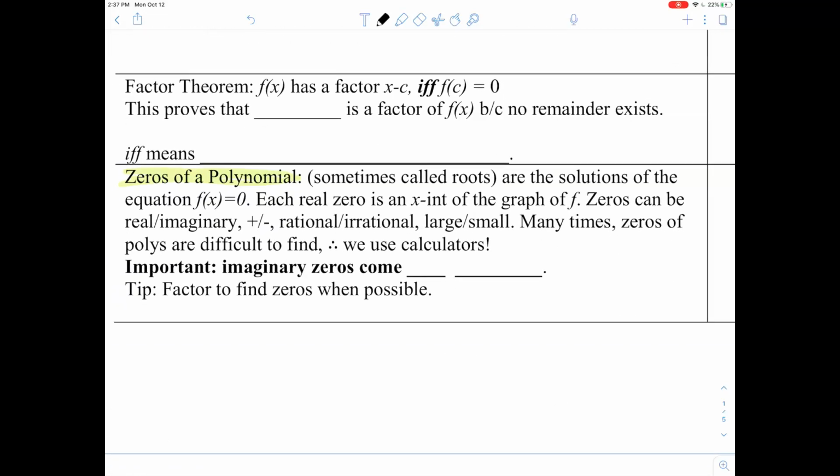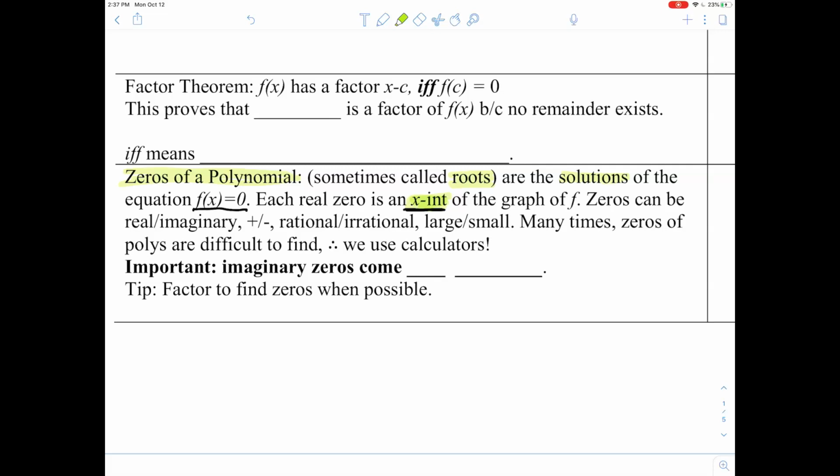Zeros, sometimes called roots, are the solutions of the equation y equals 0, f of x equals 0. Each real zero is an x-intercept. That's another word. So zeros are roots, they're x-intercepts, sometimes they're called solutions. Okay, so it has four names.